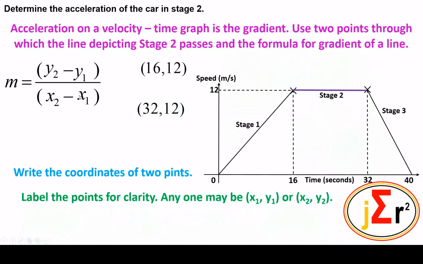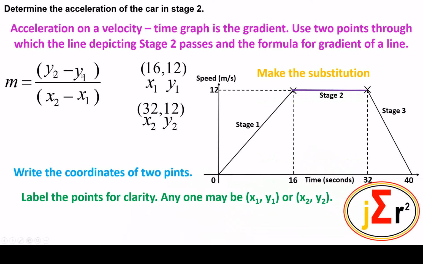Label the points for clarity. That is, we have these 2 points. We may use any one of them as x1, y1 or x2, y2. It doesn't matter. As long as we are consistent and we use the formula as prescribed, we are sure to get the correct answer. But we will do that when we are making the substitution, it is going to be quite straightforward. Let's go. Make the substitution.